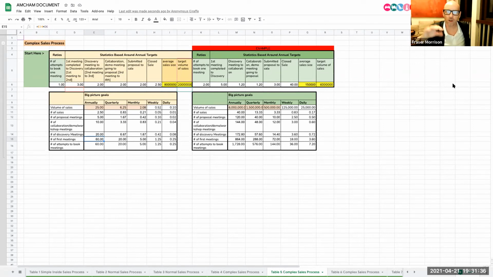40 to 70% of your revenue should come from existing clients, okay? But even with existing clients, in stepping into a pipeline, you still go through the same process with them. It's just a little bit easier to sell to them.